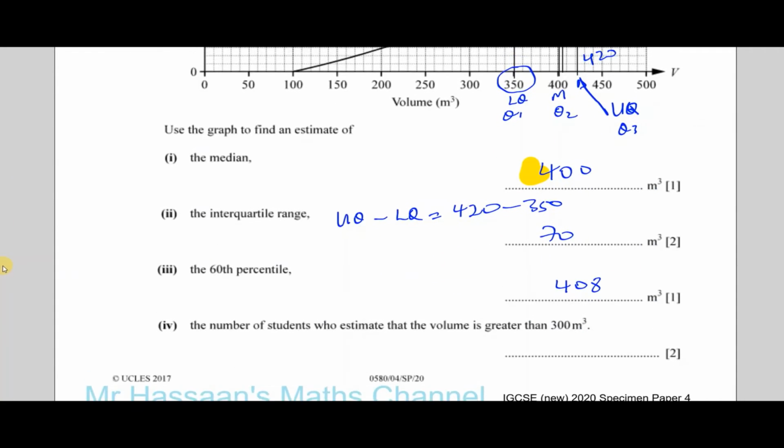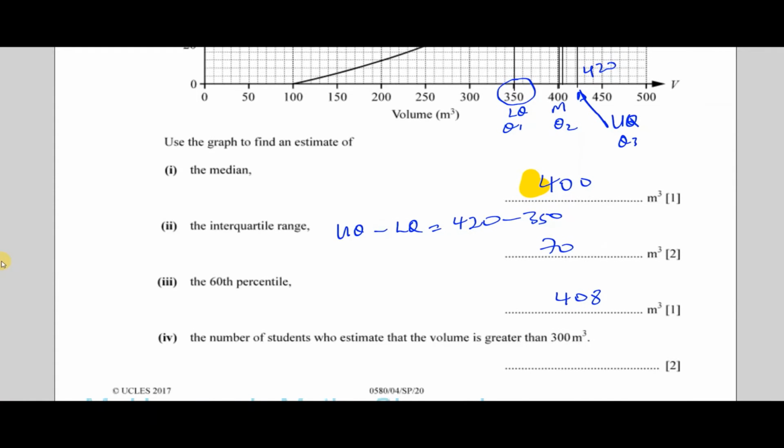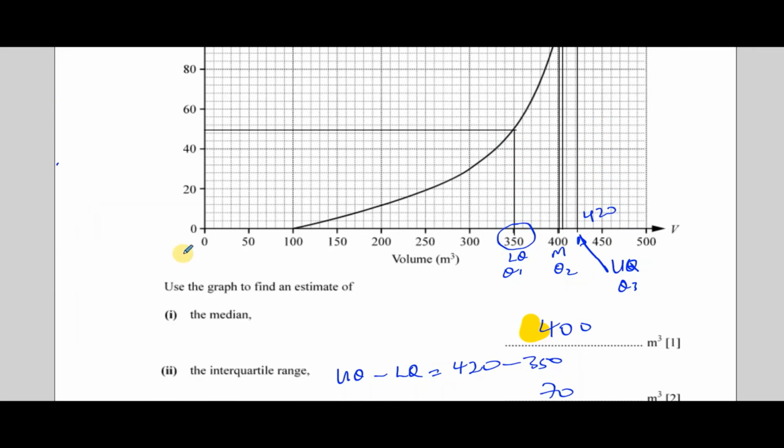It says the number of students who estimate that the volume is greater than 300 meters cubed. So now we've got to go to volume. We've got to go to 300 meters cubed, which is over here, and see where it hits the curve, which is at this point right over there, which looks like exactly halfway between these two. So that's 20, that's 40, it must be 30. Okay, so 30 are the number of students who estimated that the volume was less than 300.